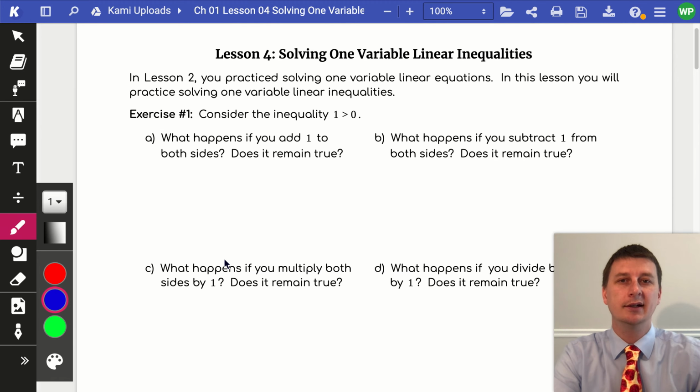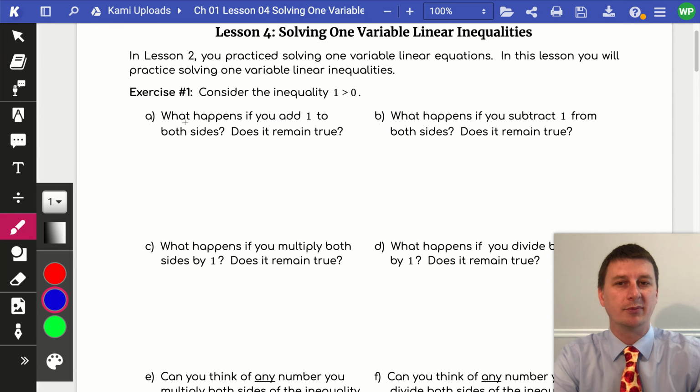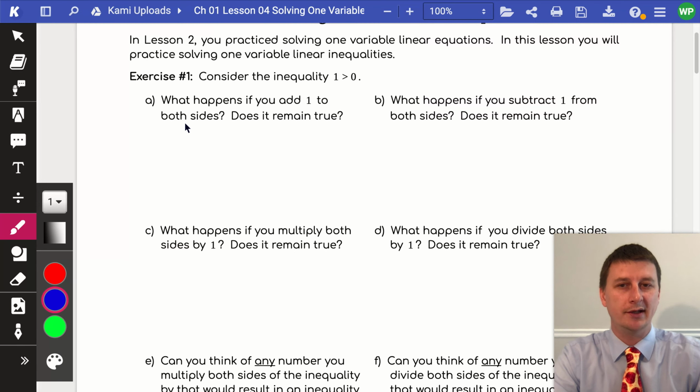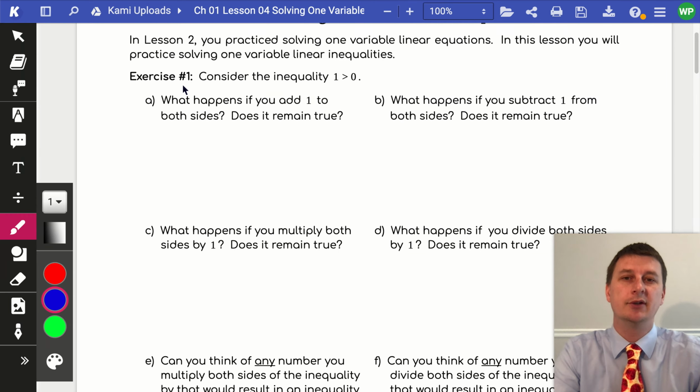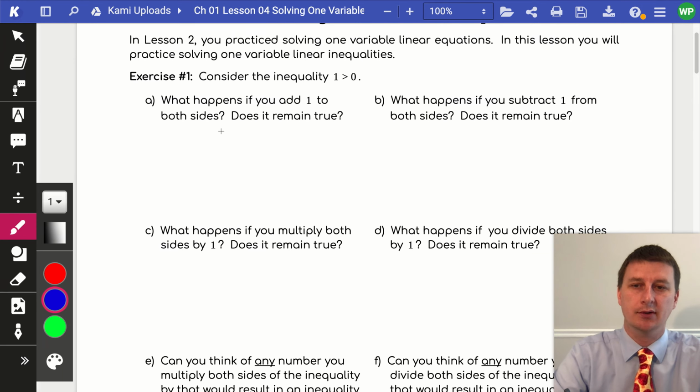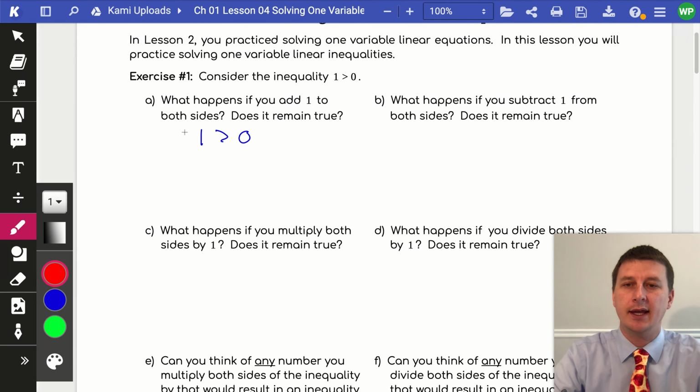If you feel that you're ready, continue watching this video now, because in this video we're going to practice solving some linear inequalities. But we're going to start off by considering the inequality that 1 is greater than 0. Do we agree that 1 is greater than 0? And we should, because 1 is definitely greater than 0. So what happens if you add 1 to both sides of that inequality? Will it remain true? So again, starting with 1 is greater than 0, we want to see what would happen if I add 1 to this side and I add 1 to that side.